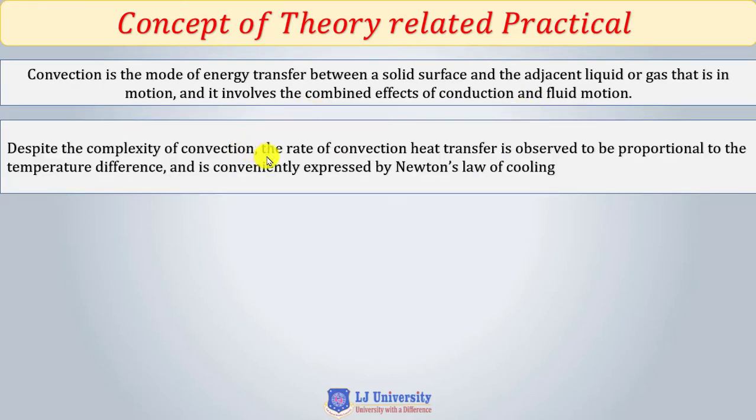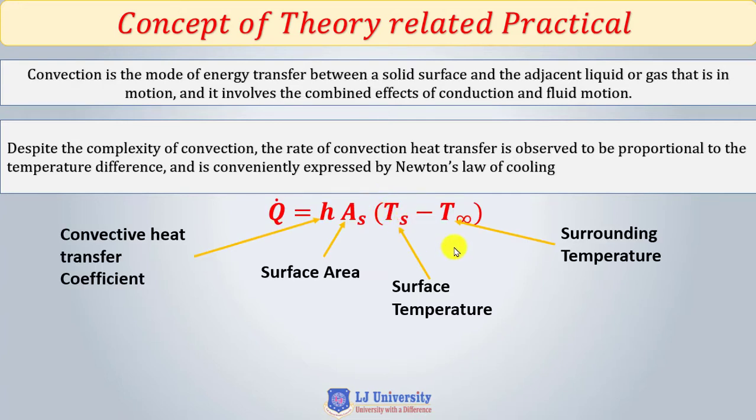Despite the complexity of convection, the rate of convection heat transfer is observed to be proportional to the temperature difference between the solid surface and the fluid, and is conveniently expressed by Newton's law of cooling, which is Q = hAΔT. In this equation, Q is the heat transfer rate, h is the convective heat transfer coefficient, As is the surface area, Ts is the surface temperature, and T∞ is the surrounding temperature.